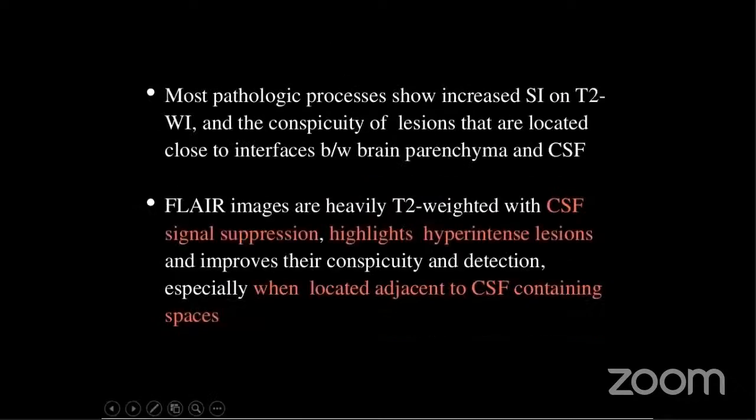Most pathological processes show an increased signal intensity on T2 weighted images, and conspicuity of lesions that are located close to the interface between the brain parenchyma and CSF. This happens because in the periventricular regions especially, you can't differentiate any bright lesions. If you have very high signal intensity lesions, most of them are bright, I told you, right? Edema and all this, you cannot differentiate. That is when FLAIR comes into the picture and gives you a good contrast. Okay.